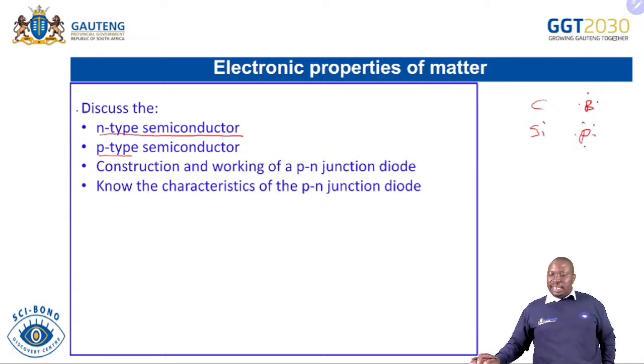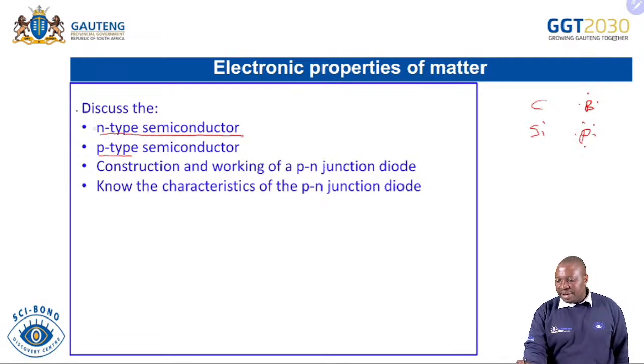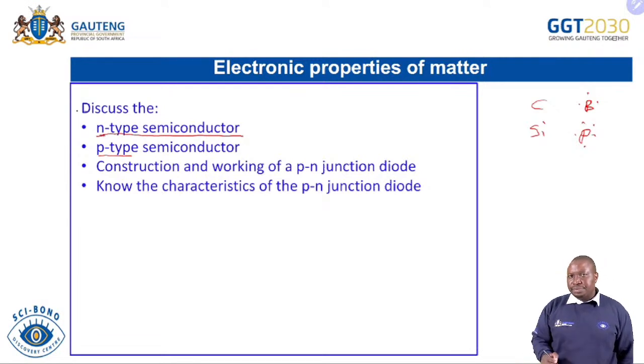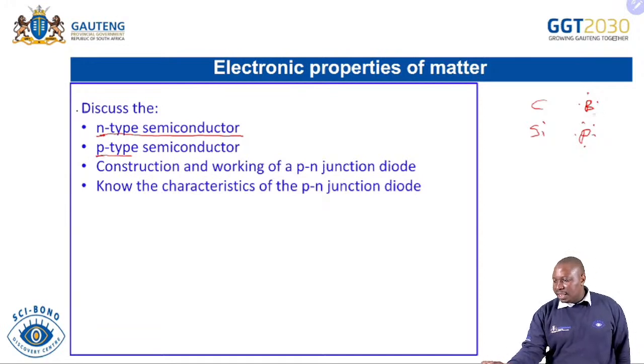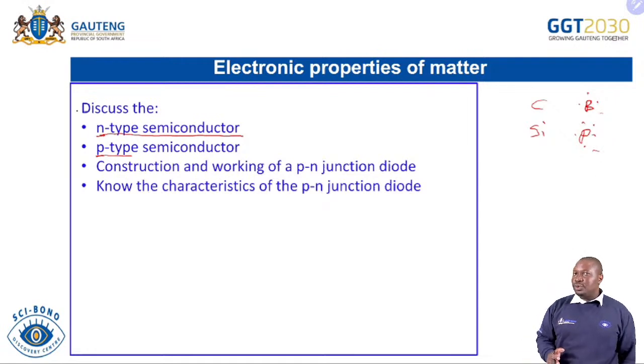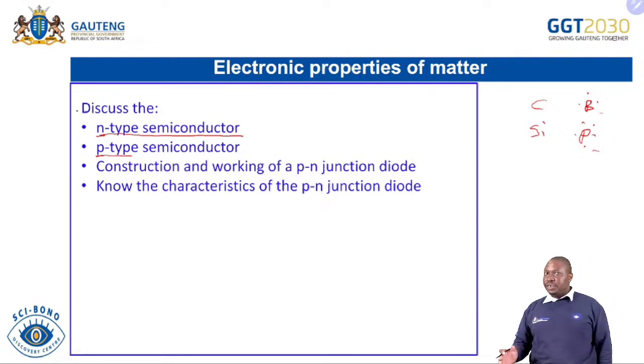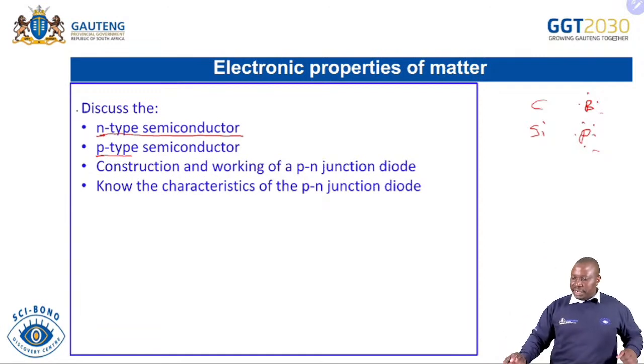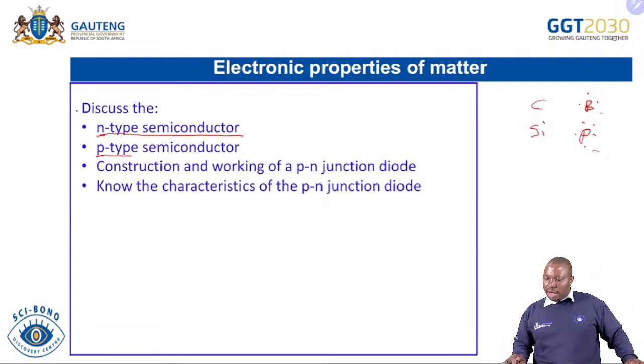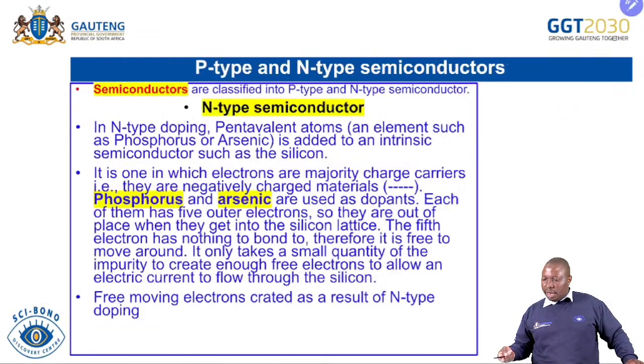Now we're going to refer to one as being N-type, the other one we will refer to as P-type. Between the one that uses boron and the one that uses phosphorus, one we will refer to as N-type, one as P-type. I hope you are following me nicely there. Then we'll construct and that.